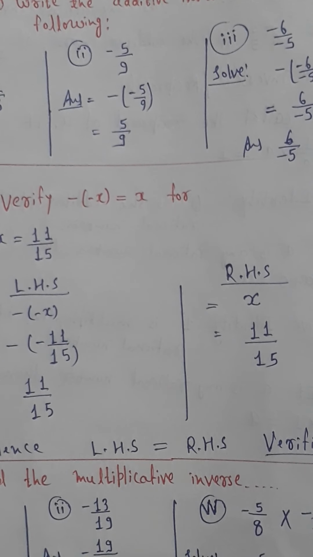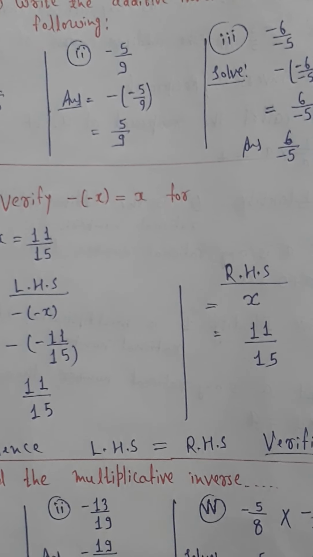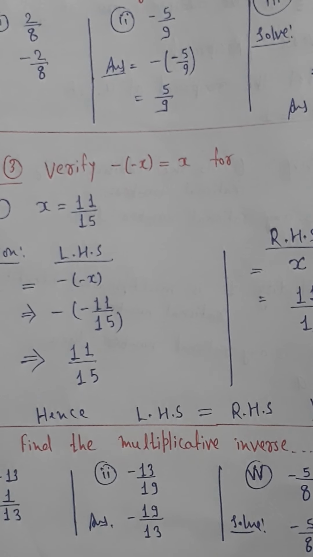We are getting 11 by 15 on both sides, so it has been verified now. Now we see the next question. Find the multiplicative inverse of the given rational number.